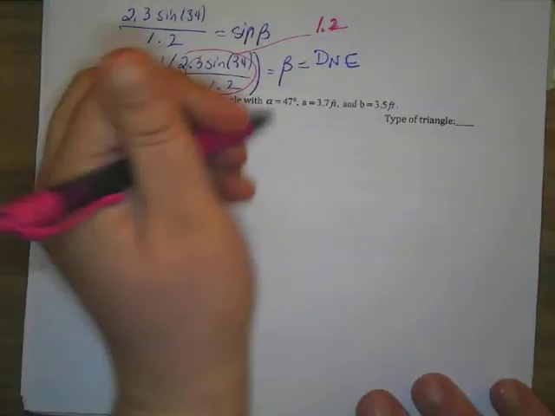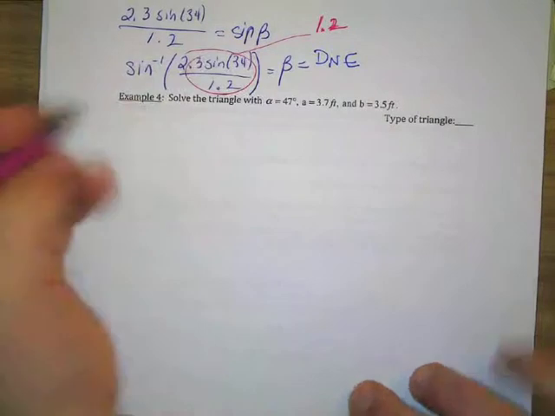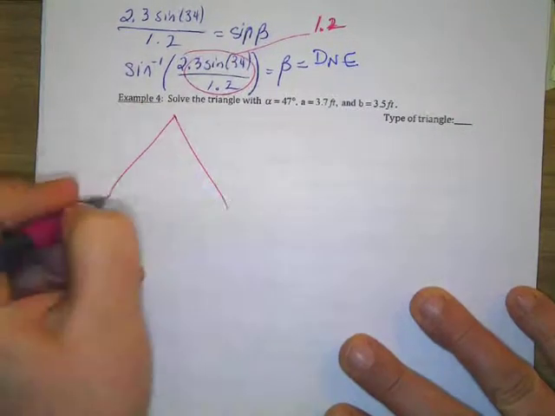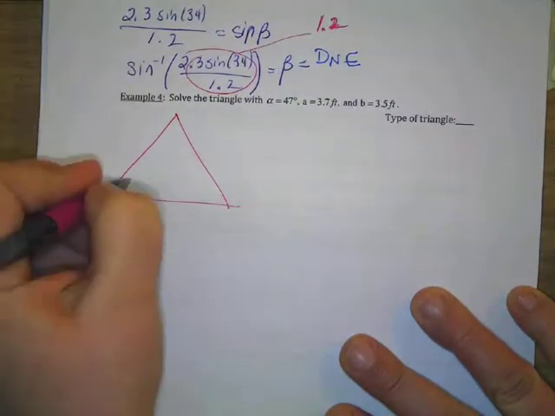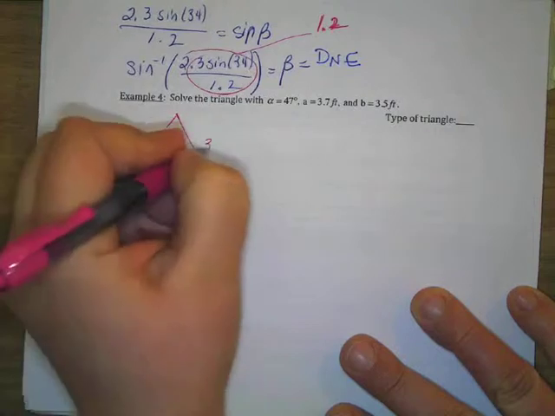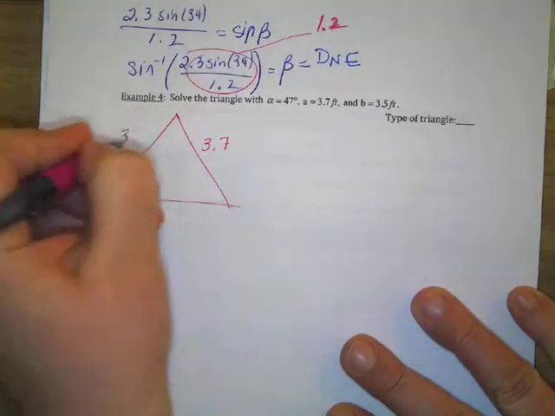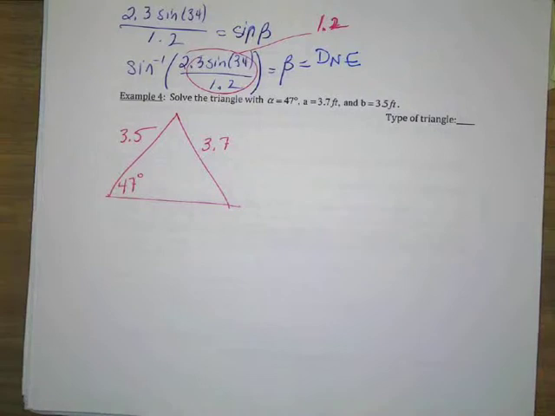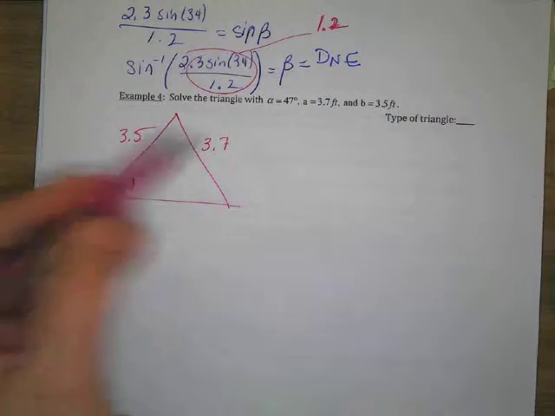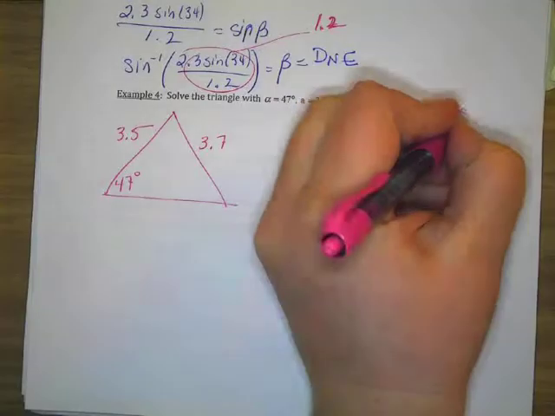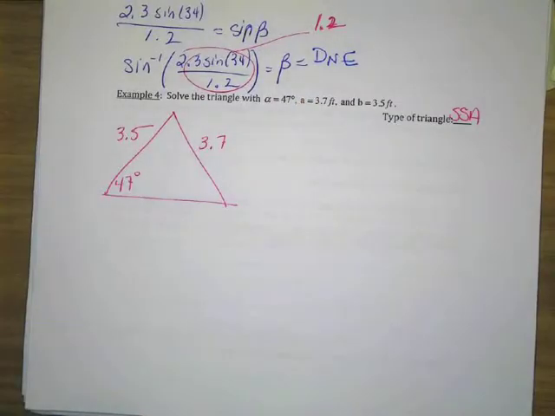Solve the triangle. They give us alpha, a, and b. First thing I would do is draw this picture. It's 47 degrees, that's 3.7, and that's 3.5. Then I would ask myself, what kind of triangle situation am I looking at? Side, side, angle. Oh, I know better than that. That's the ambiguous case. I better be looking on page 361 right now.